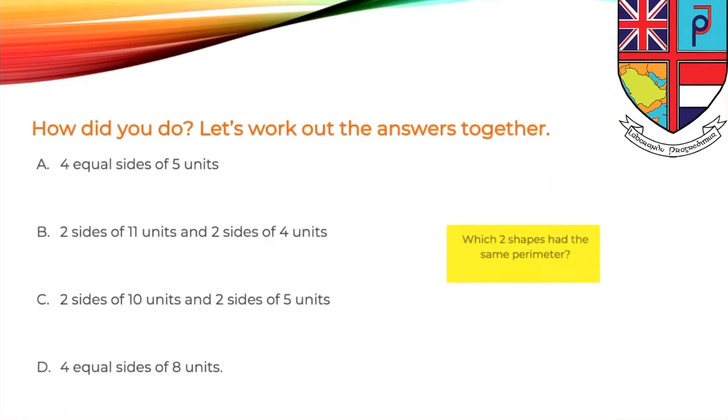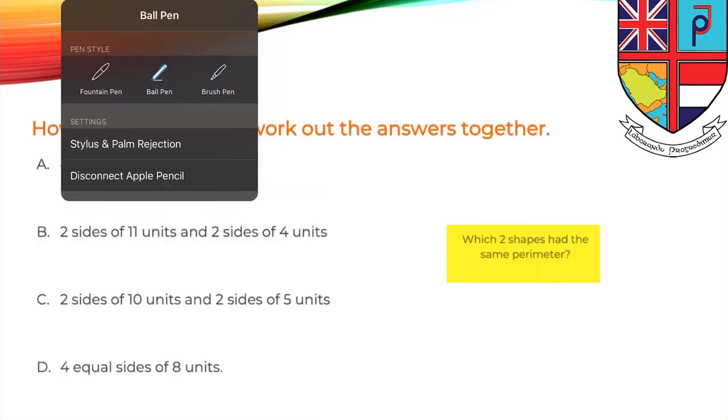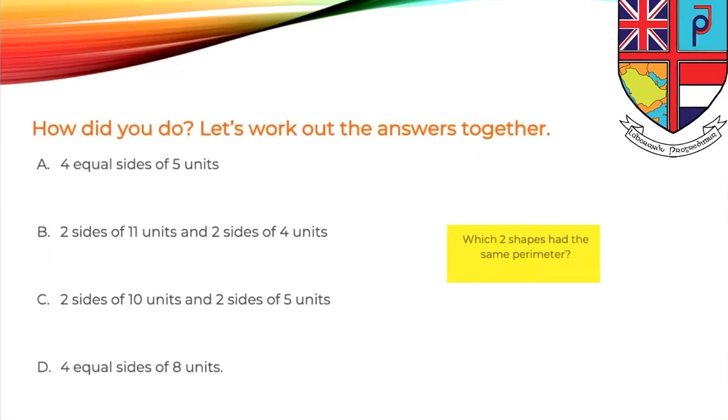So here we go then. How did you get on? Let's work out some of the answers together. So A was 4 equal sides of 5 units. Okay, so if you are a little bit unsure, you can always draw them out. I always find it helps me a lot if I can draw them. So let me draw a nice thin line here. So 4 equal sides of 5 units.